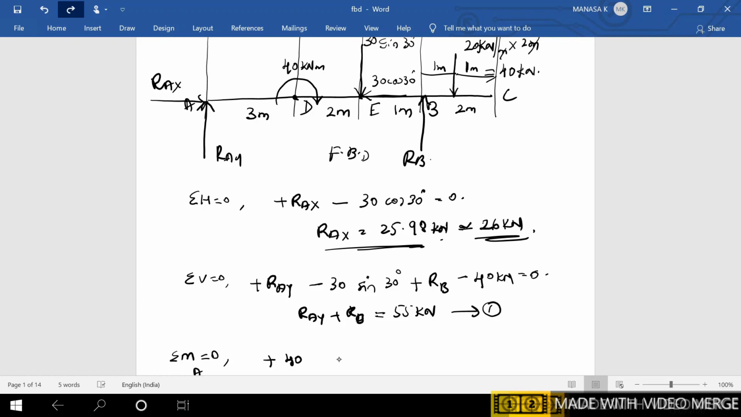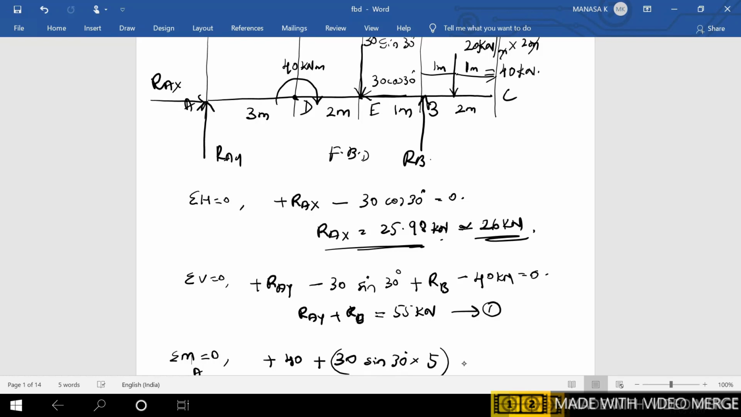Next move on to point E, where there is a downwards 30 sine 30 degree, which will create a clockwise moment of force into perpendicular distance. What is the perpendicular distance? Point taken is this one, so drop the perpendicular to the line of action of the force. So it will be 3 plus 2, that is 5 meter. Next, this horizontal force doesn't create any moment, again moment equal to 0.